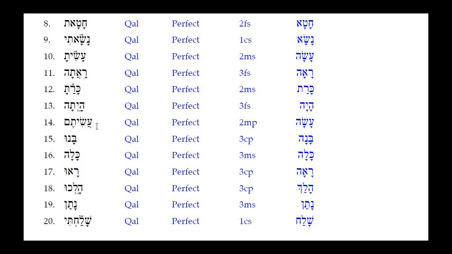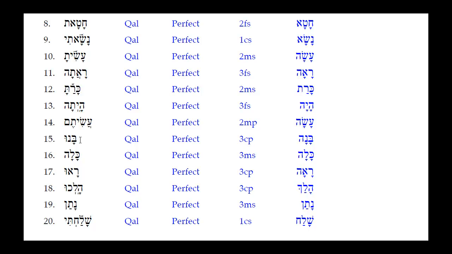Number 14, we have asitim. The tim is the second masculine plural sufformative ending, you all. And we see the hirik yod out here that tells us that this is a third hay verb. So this would be a Qal stem, perfect tense, second masculine plural from asa, to do or to make.